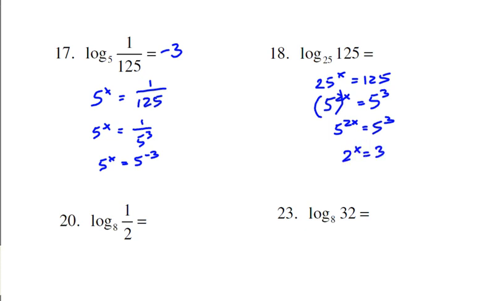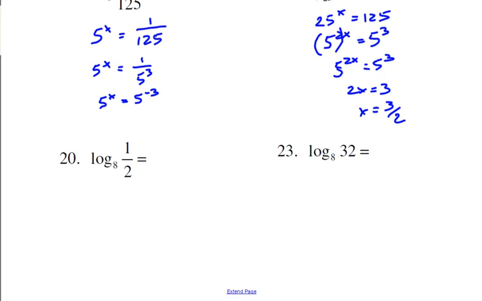Oops, not 2 to the power of x. Let's try that again. That's an equal sign. 2x equals 3, and x equals 3 over 2. So our answer is 3 over 2.